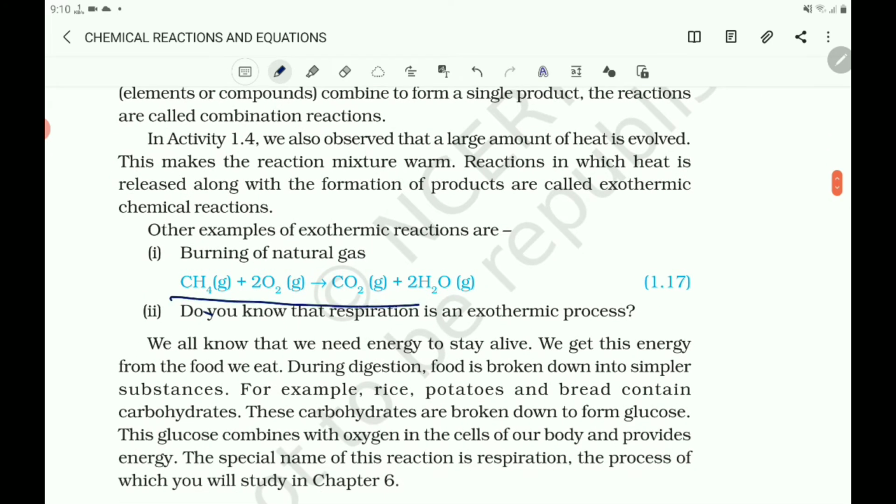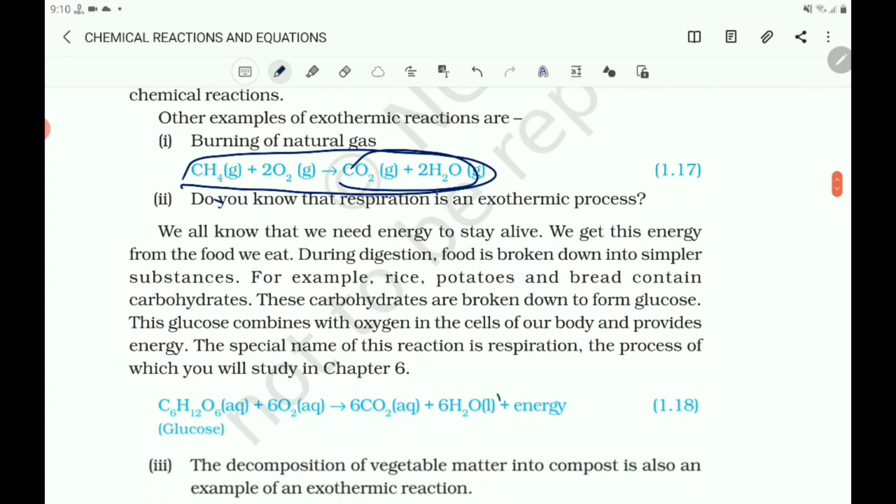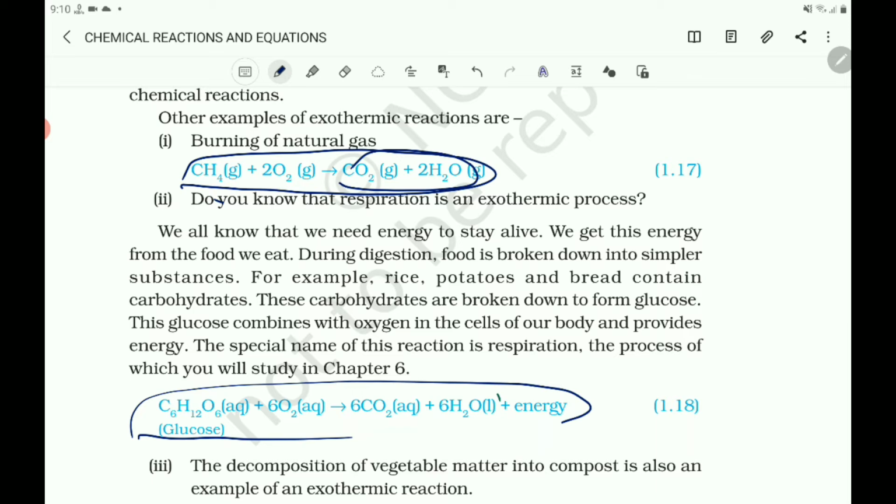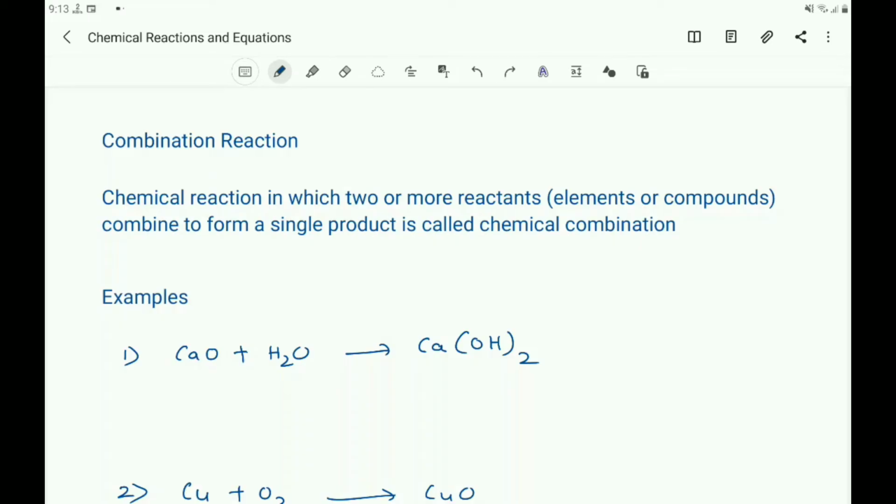Here it is not a combination. Why is it not a combination? Because here two products are formed. But it is an exothermic process, exothermic reaction. See, this is not a combination because here two products are there, more than one product is there. So it is not a combination.